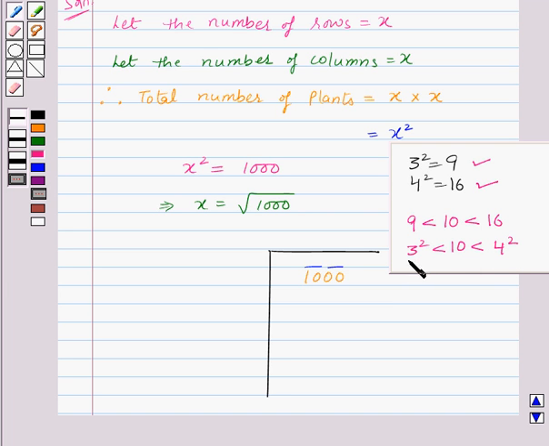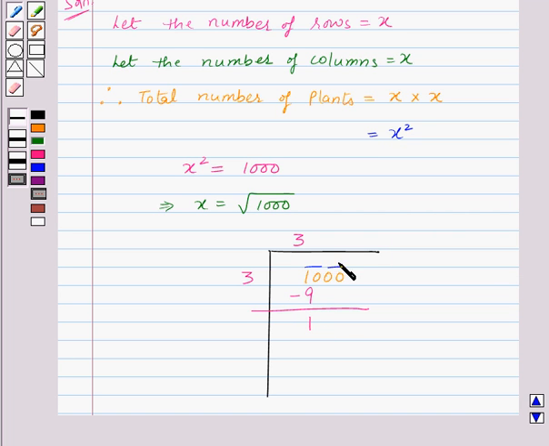And we need to find a number whose square is less than or equal to 10. So we will take the number as 3. So let's take 3 as divisor and the quotient also. And 3 times 3 is 9. So subtracting 9 from the dividend 10, we will get the remainder as 1. Now bring down the number under the next bar, that is 0, 0, to the right of the remainder and get the new dividend as 100.